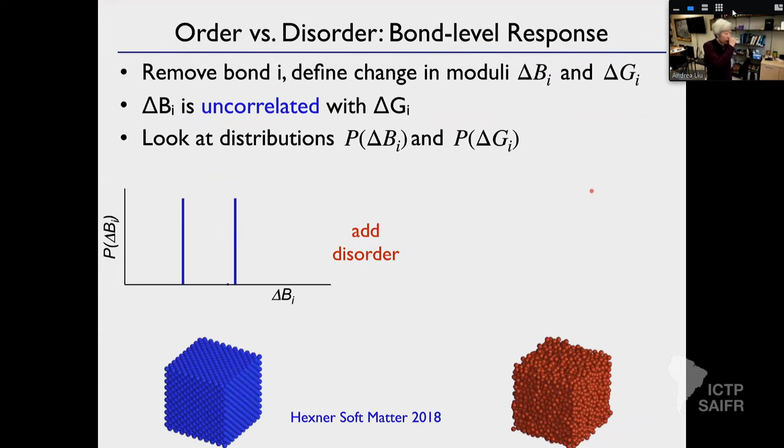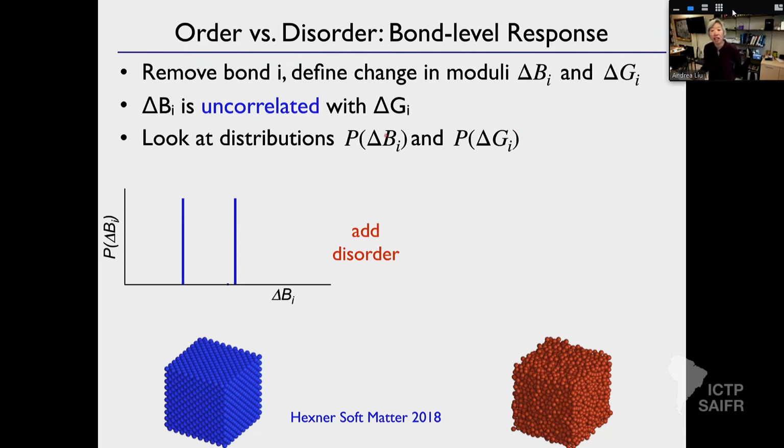So now let me think about what happens when I remove an edge. I can take away this bond, and I can look at the change in the bulk modulus and the change in the shear modulus. The amazing thing that we find is that the change of the bulk modulus is completely uncorrelated with the change in the shear modulus for these disordered networks.